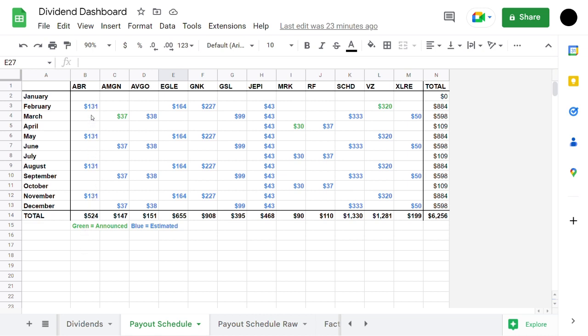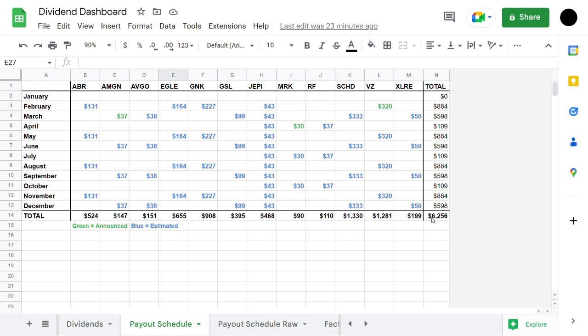But you can see when you see 4, that's quarterly dividends, quarterly, and this one's monthly. Most of them you can see are quarterly. And the green are ones that have been announced by the companies, and the blue have been estimated based on previous dividends. So most likely they would be the same or higher.